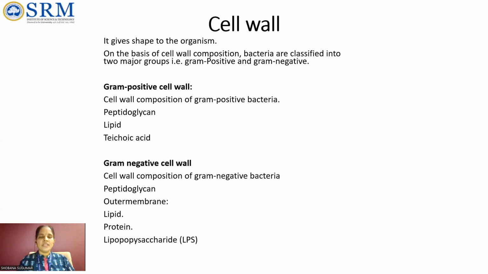Then the next important external structure is the cell wall. Bacteria are classified into two types based on cell wall composition: gram-positive bacteria and gram-negative bacteria. The cell wall of gram-positive bacteria consists of peptidoglycan, lipid, and teichoic acid. The cell wall of gram-negative bacteria consists of peptidoglycan and one more outer membrane, in which lipid, protein, and lipopolysaccharides are present.